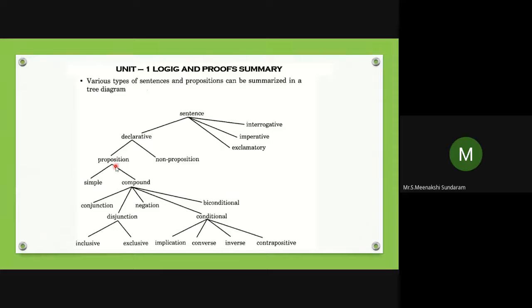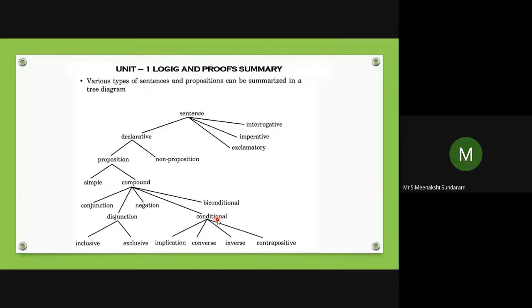A proposition can be classified as simple and compound. Simple means a single statement. Compound means two or more simple statements connected using connectors: conjunction, disjunction, negation, conditional, and biconditional. NAND and NOR are used only in very rare cases. These are the five connectors we use in compound statements. The disjunction can be inclusive or exclusive, and the conditional has the implication, converse, and inverse.